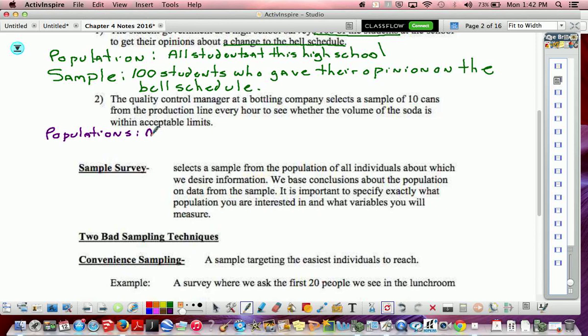Okay, so all cans produced on this assembly line. Well, it's not even just per hour. We're talking about all the cans that are produced. It's taking a sample per hour. Yeah, it is doing it every hour. Right, that's the sample. That's not the population. The population would be every single can that's produced on this assembly line. Right?